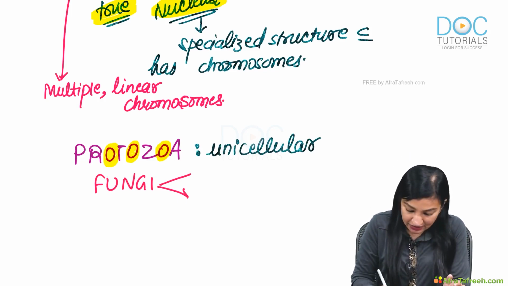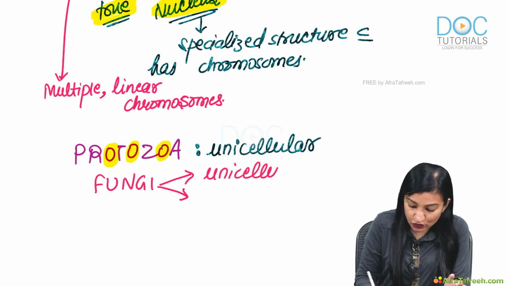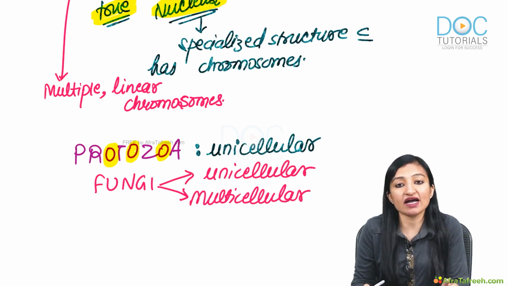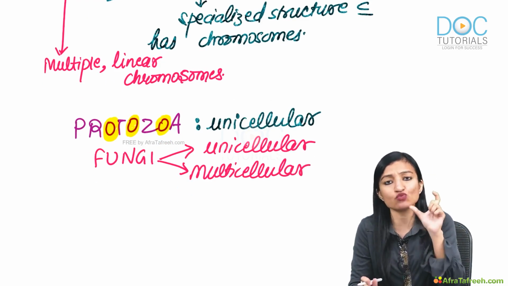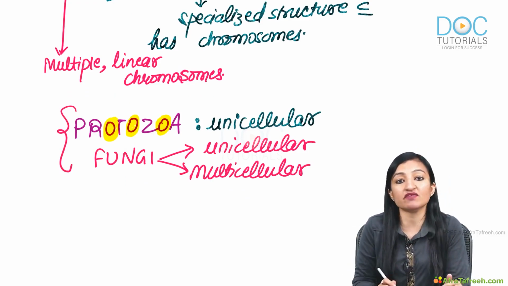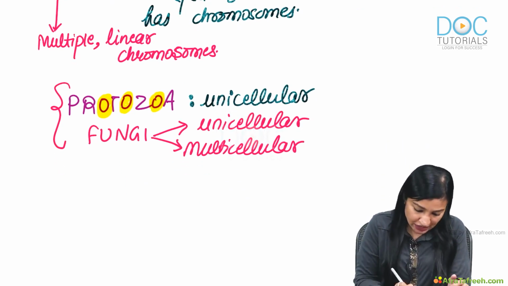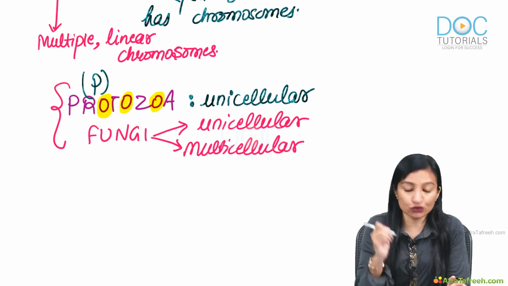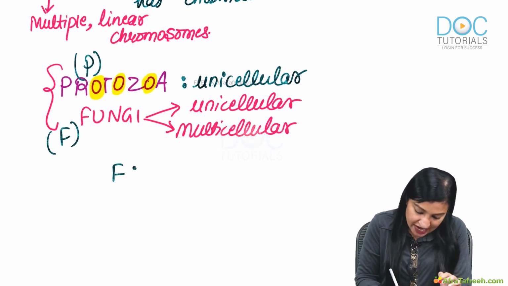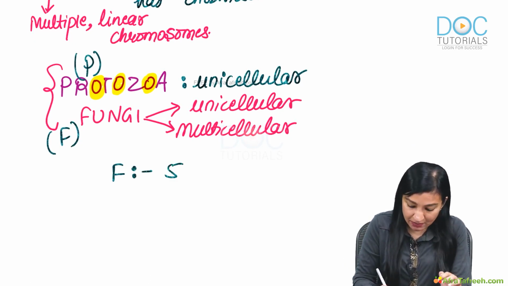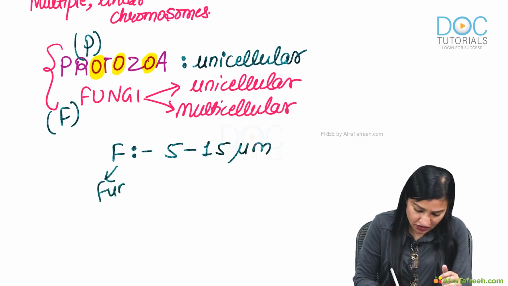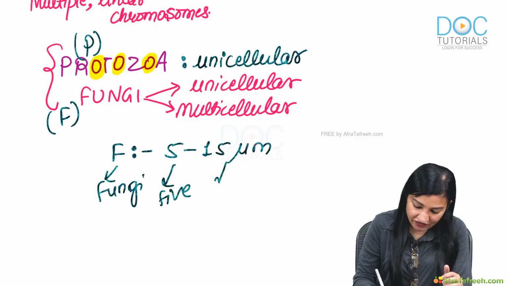Fungi, on the other hand, could be unicellular or multicellular. So we have got 2 kinds of fungi. Some of them are unicellular, made up of just one cell, whereas some fungi are multicellular. So this is one point of difference between protozoa and fungi. Now I am going to use the short form P for protozoa and F for fungi. Now fungi, what is the size of fungi? Remember the range 5 to 15 microns, easy to remember. F for fungi, F for 5, F for 15.